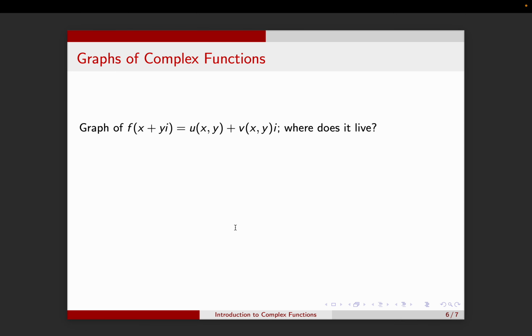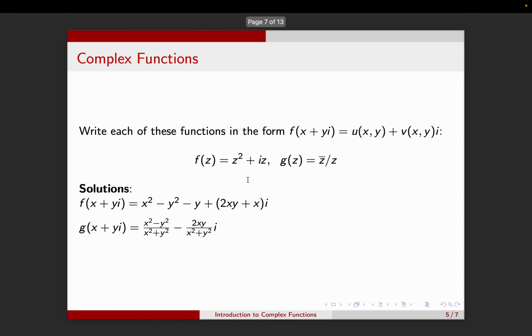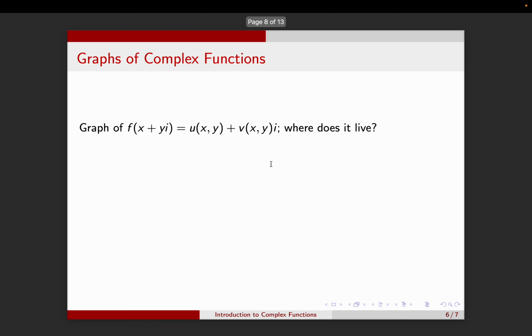Okay. So normally when you talk about functions, if you think back to Algebra 2 or something, you pretty quickly move to graphs, simply because graphs are a nice visual tool, lets you see what the function is doing. So if you have a complex function, like any of these, f of x plus iy equals the square of that plus i times that, could we get a graph of this? Could we see what this function is doing?